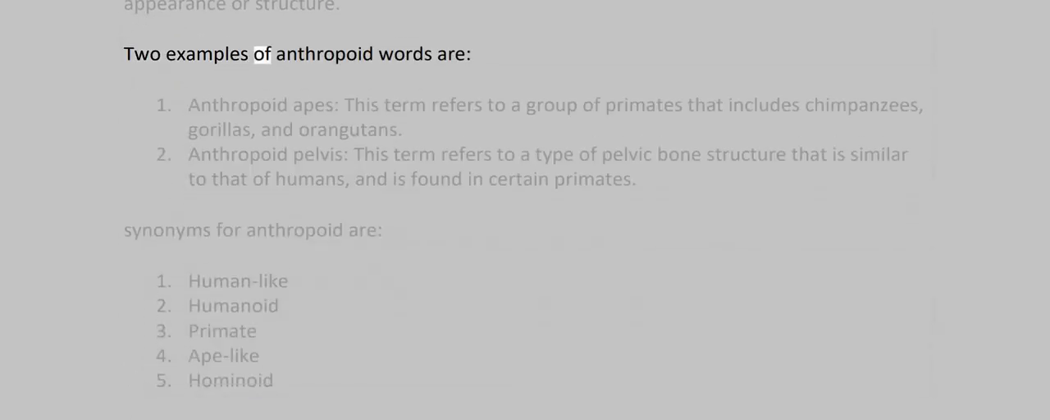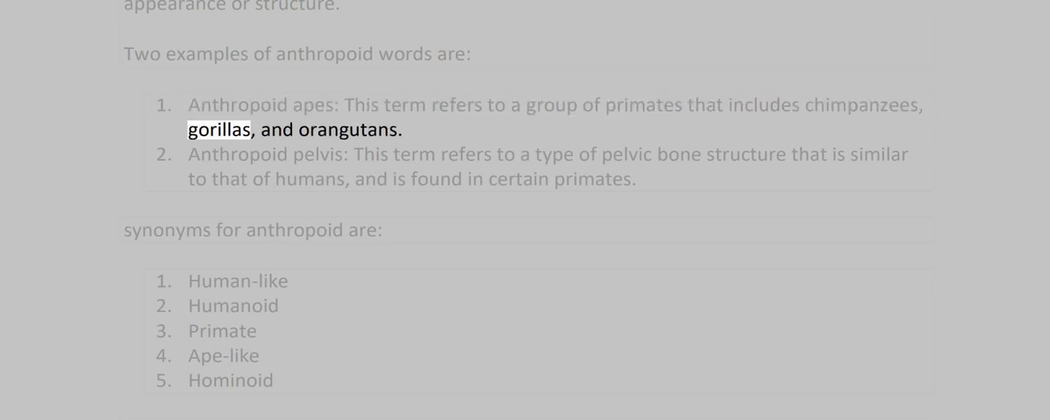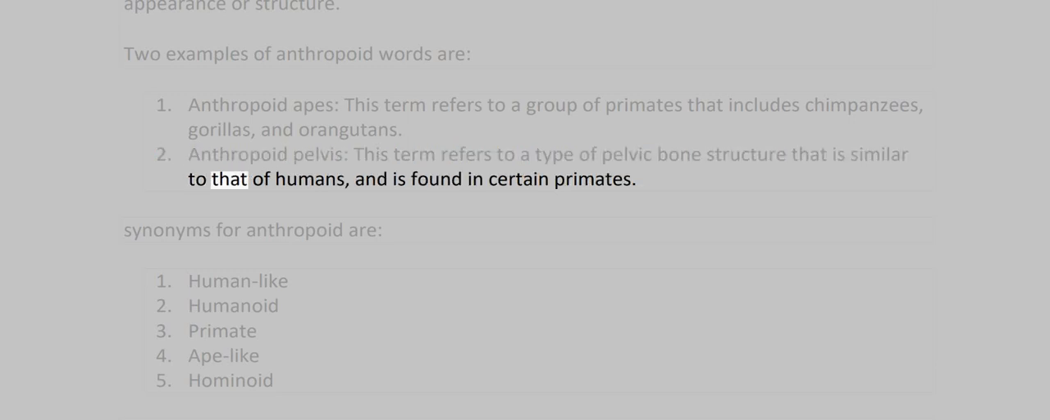Two examples of anthropoid words are: 1. Anthropoid apes. This term refers to a group of primates that includes chimpanzees, gorillas, and orangutans. 2. Anthropoid pelvis. This term refers to a type of pelvic bone structure that is similar to that of humans and is found in certain primates.